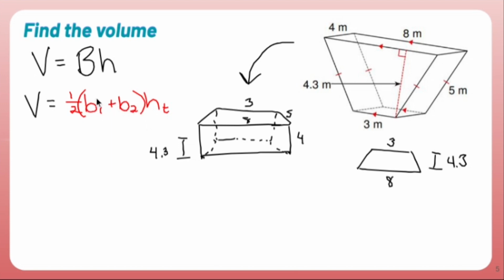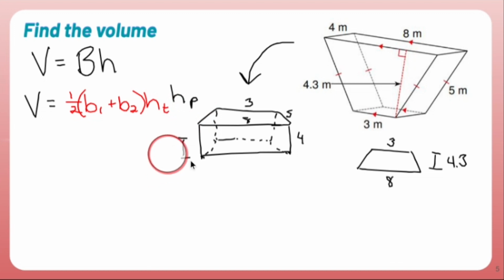Some teachers might put this as 1/2 height and then the base. It doesn't really matter. In fact, that's what I should have done, but I accidentally misspoke and started drawing out the B, and I just kind of went with it. Now, that's going to be multiplied to the height of the prism. Okay, so I will put that there.